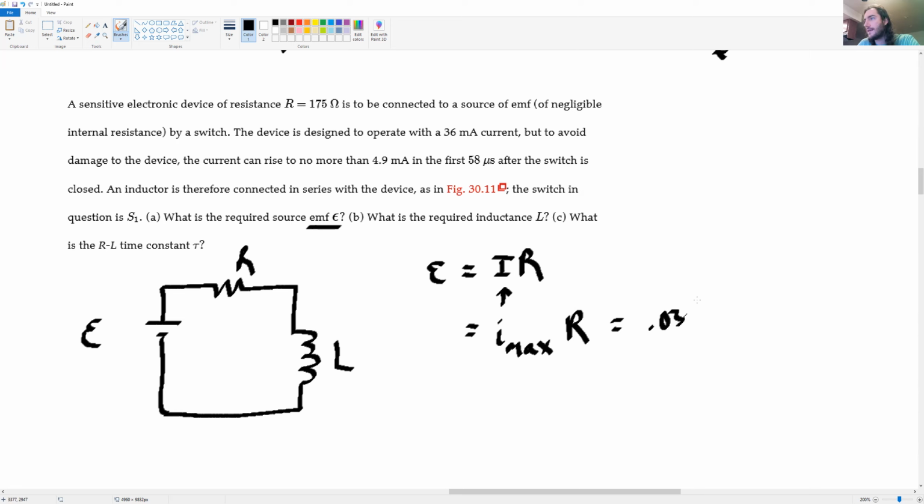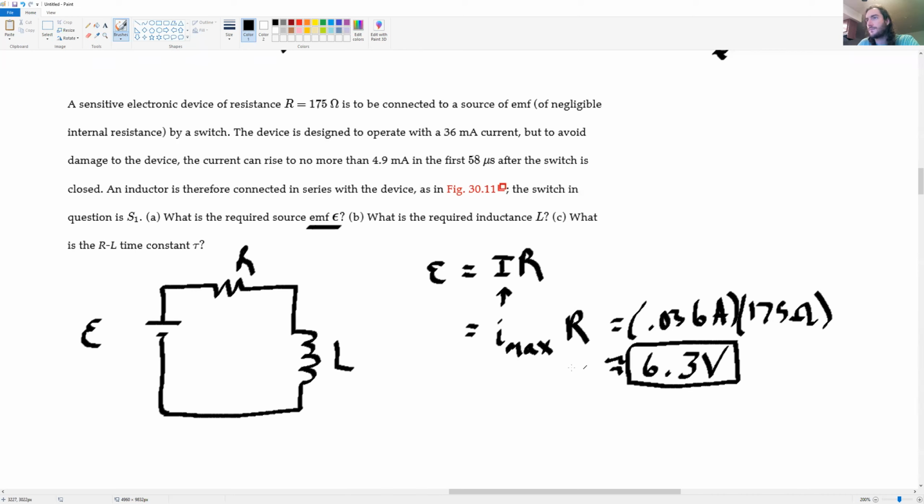So 0.036 amps times the resistance of the device, 175 ohms, and we end up with about 6.3 volts. That's part A there. That's the EMF that we need to run this device.